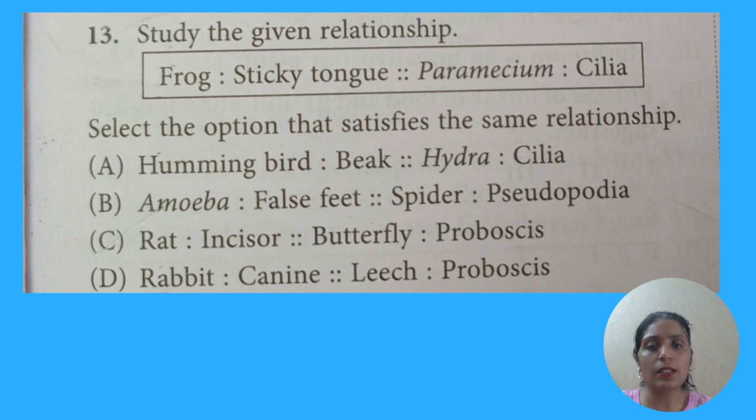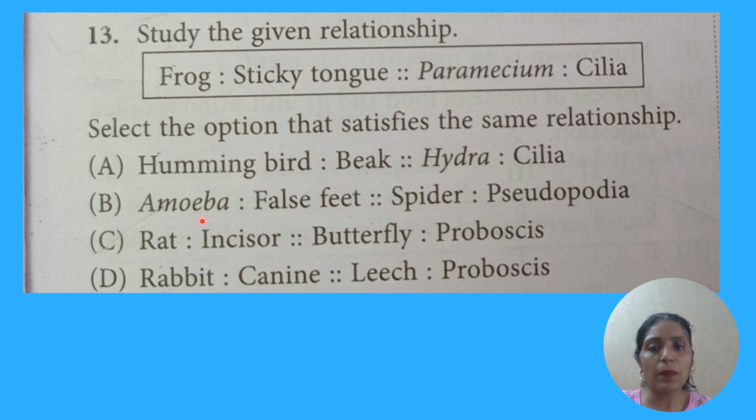The next question is, study the given relationship. Frog, sticky tongue; paramecium, cilia. So they are trying to relate feeding habits. Select the option that satisfies the same relationship. Option A says hummingbird, beak; hydra, cilia. So in this option, hummingbird definitely uses a beak, but hydra doesn't use cilia. We have studied that hydra uses tentacles for feeding.